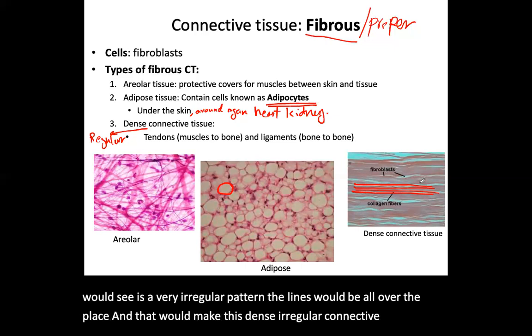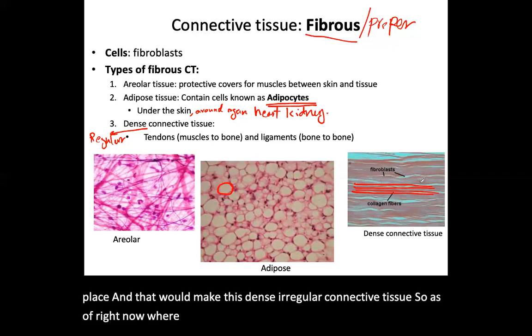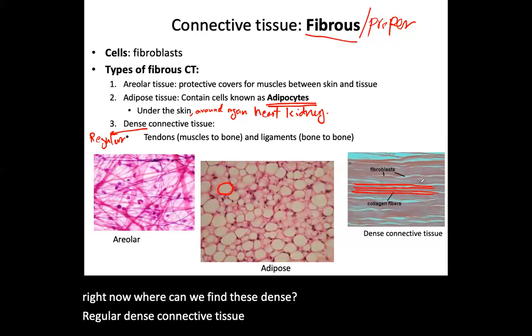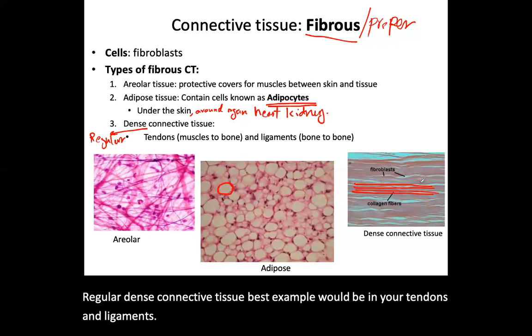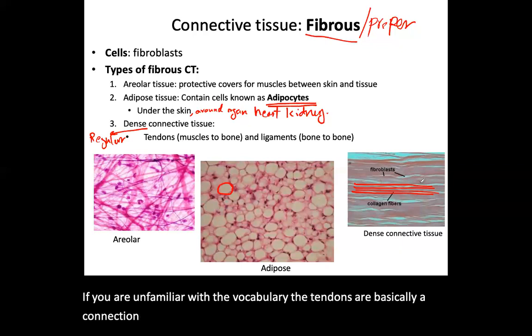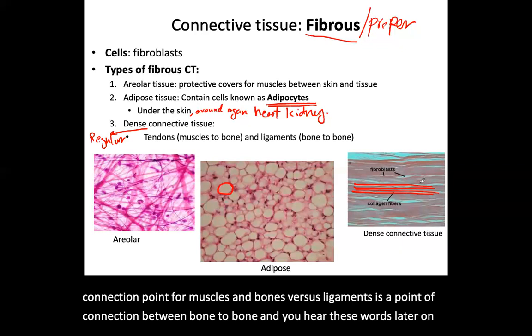So as of right now, where can we find this dense regular connective tissue? Best example would be in your tendons and then ligaments. If you're unfamiliar with the vocabulary, the tendons are basically a connection point for muscles and bones, versus ligaments is a point of connection between bone to bone. And you hear these words later on in the muscular system and the skeletal system.